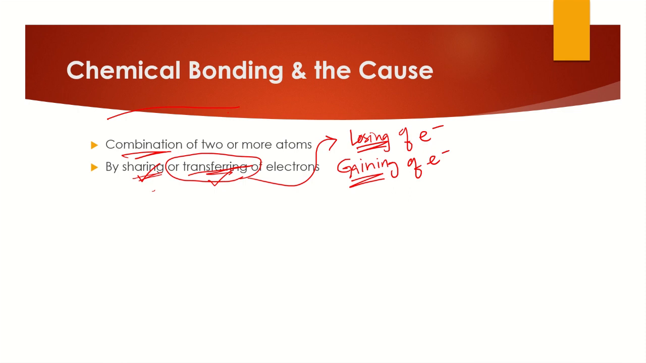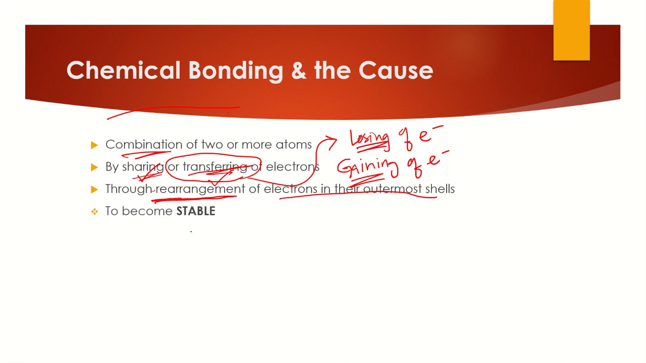So when they share or transfer the electrons, there is rearrangement of the valence electrons in the outermost shell. When atoms combine together, they either share or transfer electrons, and during that time, the valence electrons get rearranged. For what reason do they rearrange their valence electrons? To become stable.